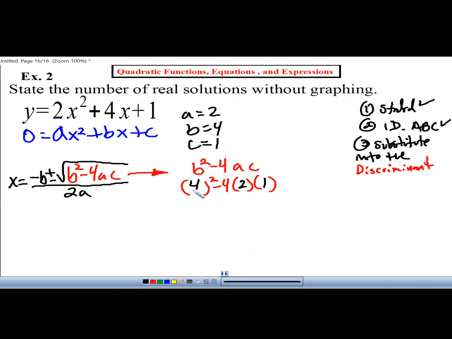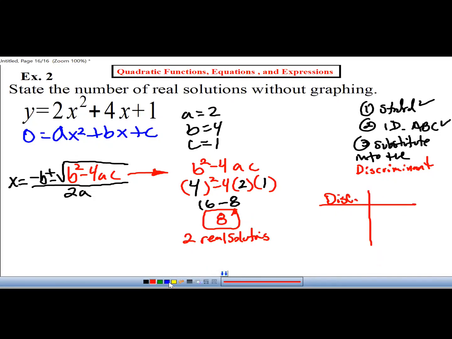Let's see. We got 4 squared is 16. Negative 4 times 2 is negative 8 times 1. That's negative 8. And then what is 16 minus 8? That's 8. And I'm going to write 2 real solutions. And you're like, how did you determine that, Miss Q? Let me show you. Look up. Write this table down. I'm going to write discriminant. And on the right side, I'm going to write real solutions.